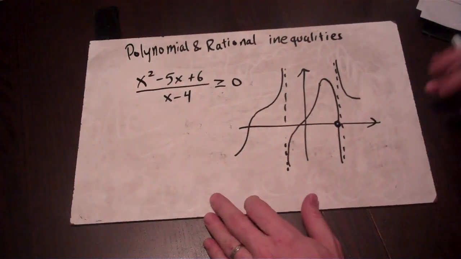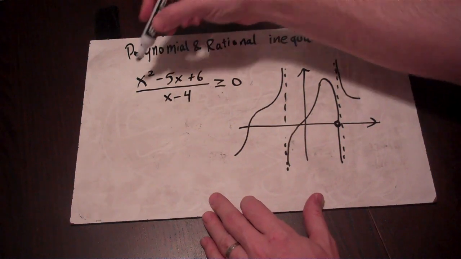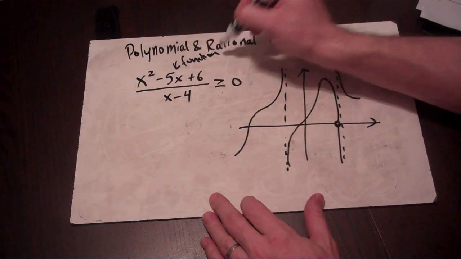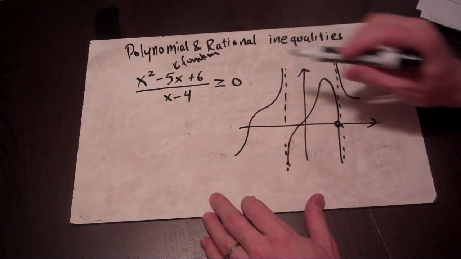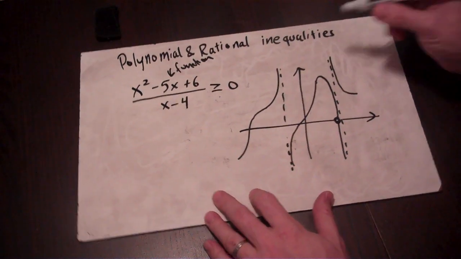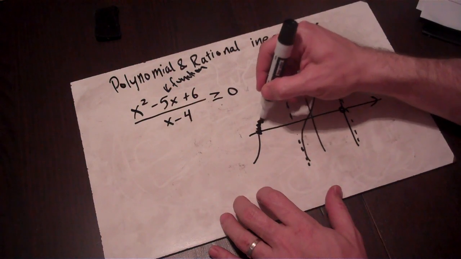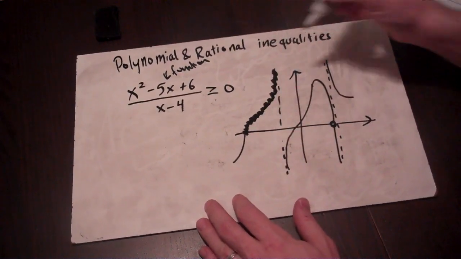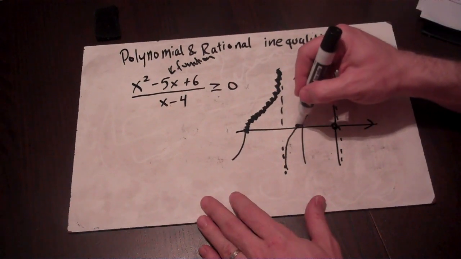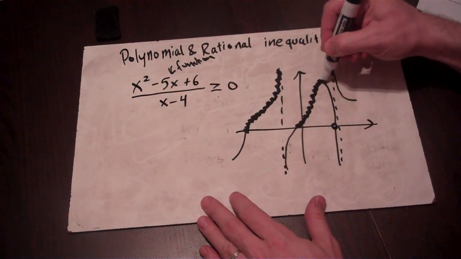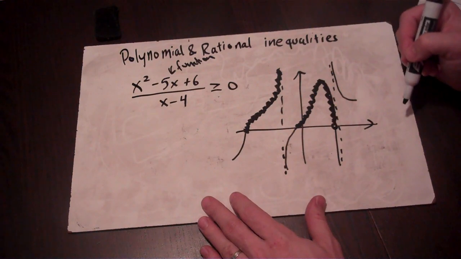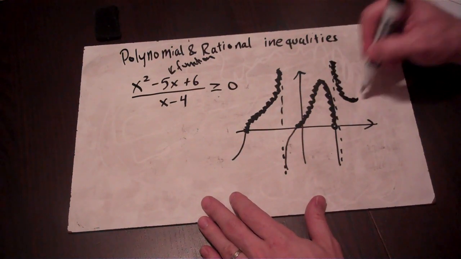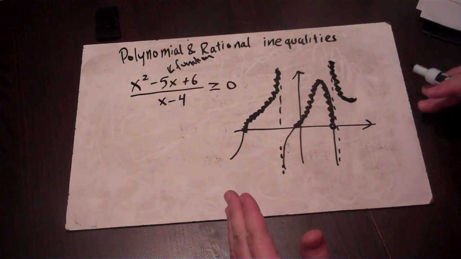And the idea is that in the inequality, what it's saying is, if this is the function right here, then it's asking for when it's bigger than or equal to 0. So we could actually look at it. When is it bigger or equal to 0? It's right here. It's bigger than or equal to 0 right there because it's above the x-axis. It's right here. And then it's right here. So how can we find those places?